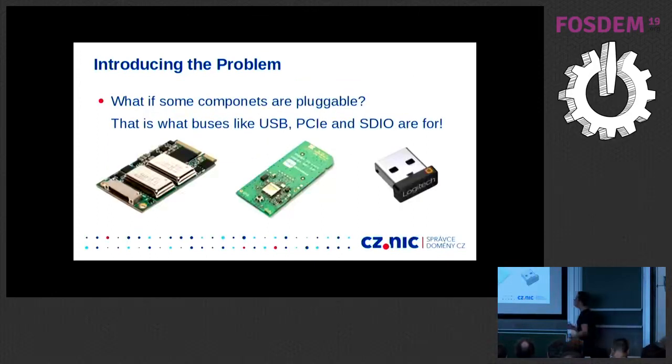Well, what if some components are pluggable? For example, USB is pluggable into each device which supports USB. If you have a router or a Raspberry Pi, you can also plug PCI Express cards in computers, and nowadays SDIO can be used. So you can plug a Wi-Fi card into the slot for SD cards.